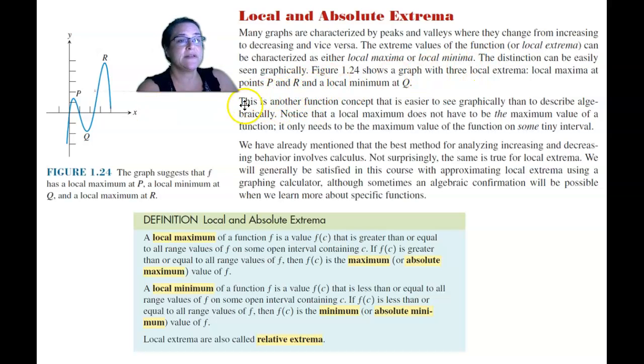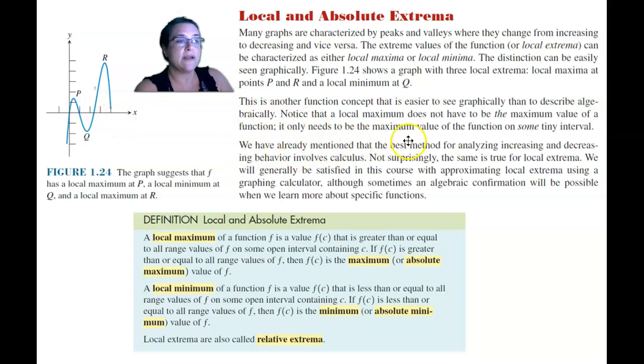Okay, so back to the text. This is another function concept that is easier to see graphically than to describe algebraically. Notice that a local maximum does not have to be the maximum value of the function. It only needs to be the maximum value of the function on some tiny interval, right? So we have, like we said over here, a local maximum from 0 to 1, and another local maximum here between 3 and 4.